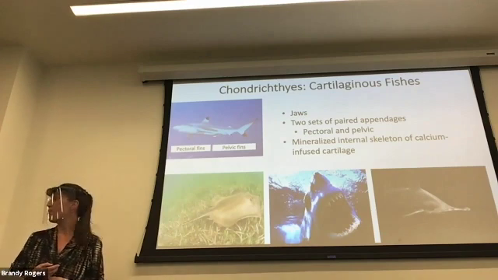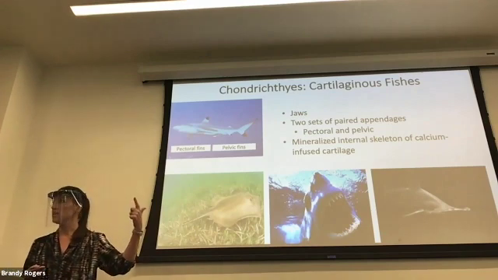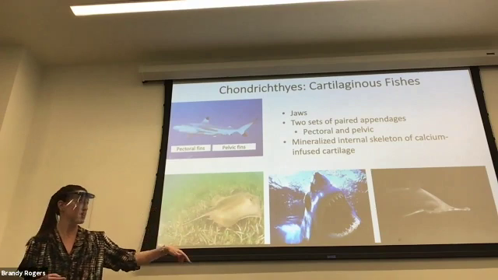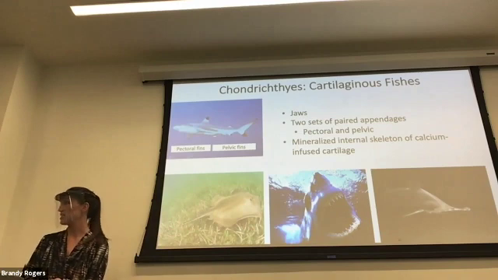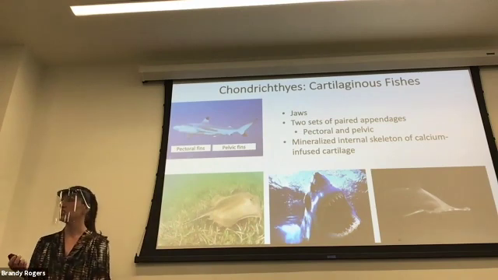The last thing to know about this group: first jaws, second paired appendages, third cartilaginous skeleton. The fourth thing to know is it's not just sharks, it's also skates and rays, like stingrays. Okay, so that's what you need to know about this group.